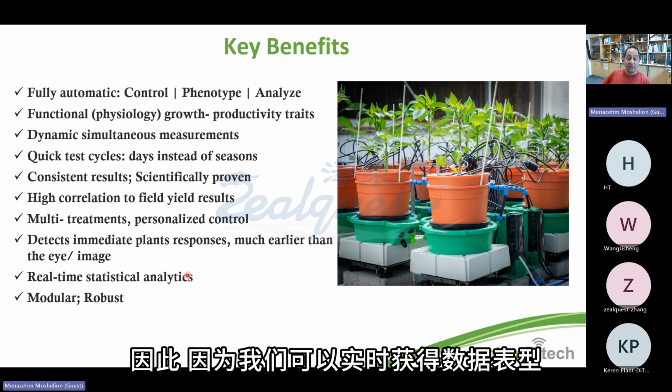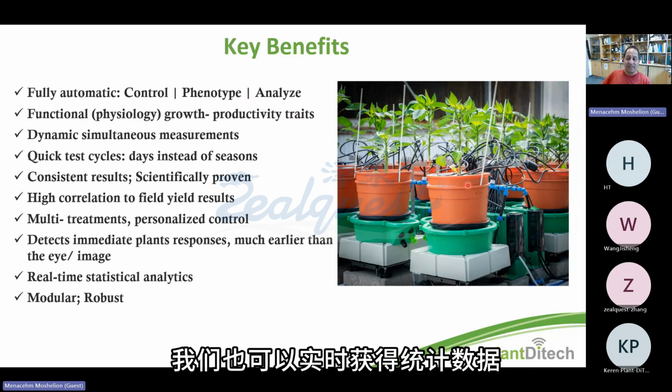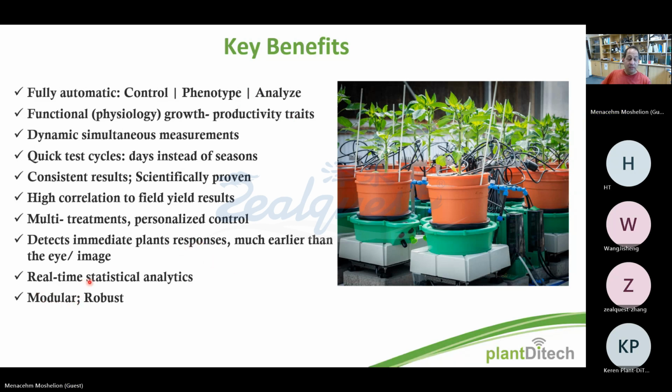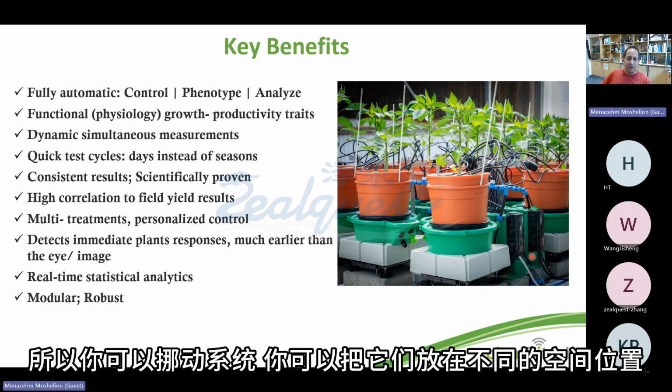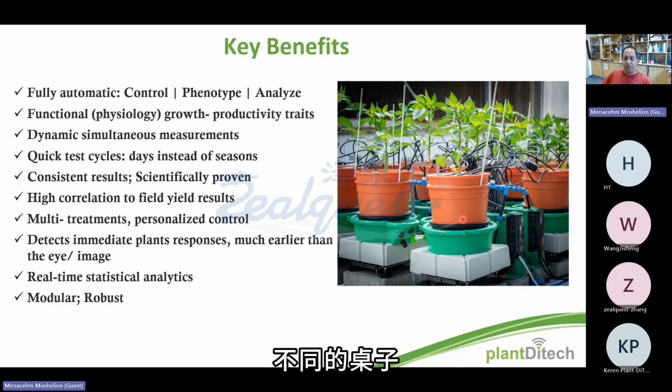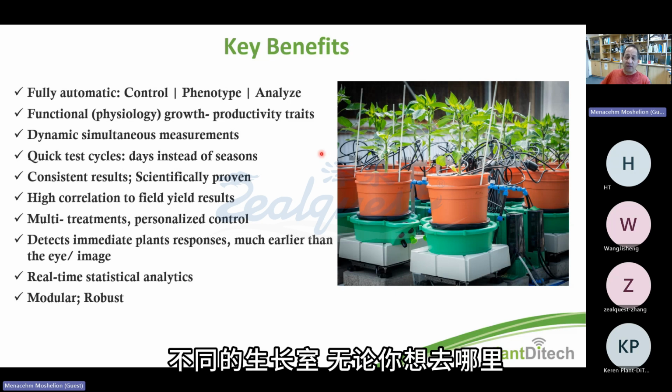And you get a real-time statistical analysis. So because we get the phenotype data in real time, we can also get the statistics in real time. And it's very modular and robust, so you can move the system, you can place them in different spaces, different tables, different growth chambers, in the field, wherever you actually want.